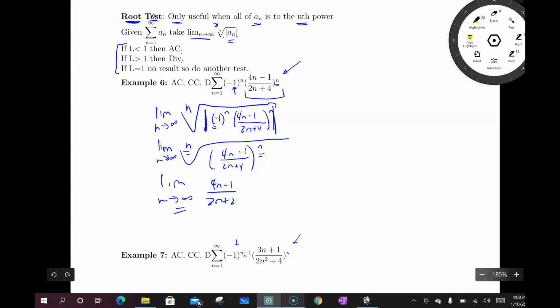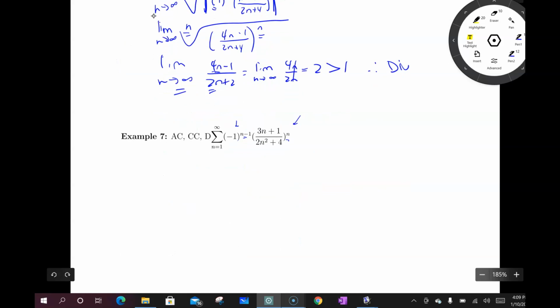So the limit as n goes to infinity, I take the highest powers. So I cancel the n's. Let me just write it so you really see it. So 4n over 2n, I cancel the n's, I get 2. Since this is bigger than 1, I know this diverges.